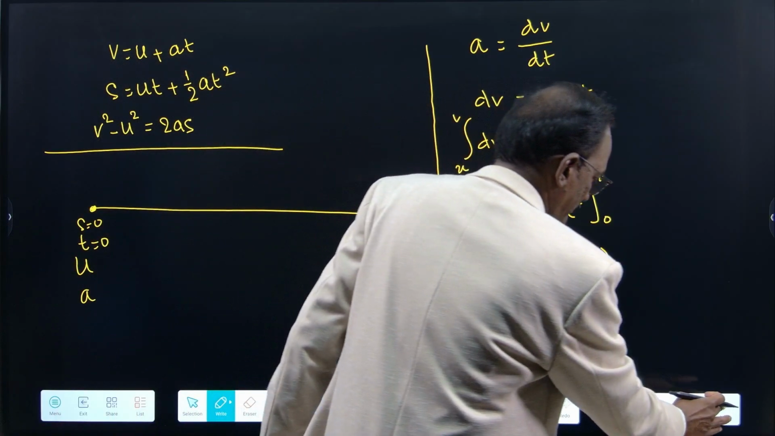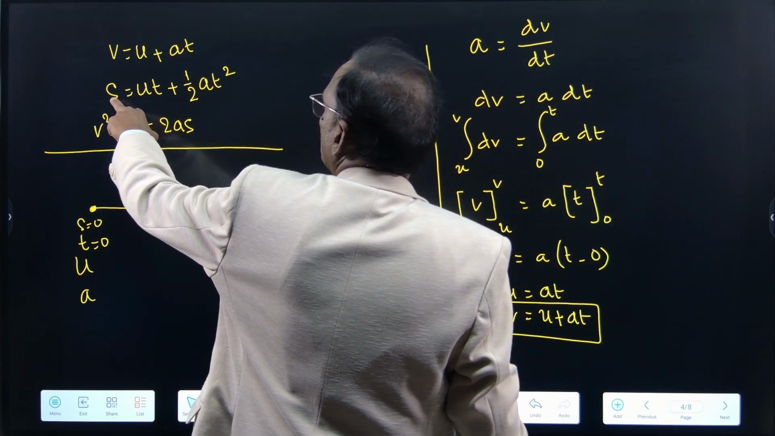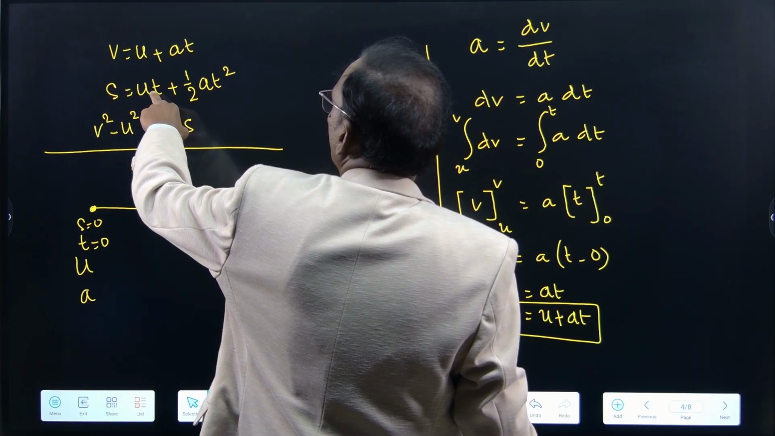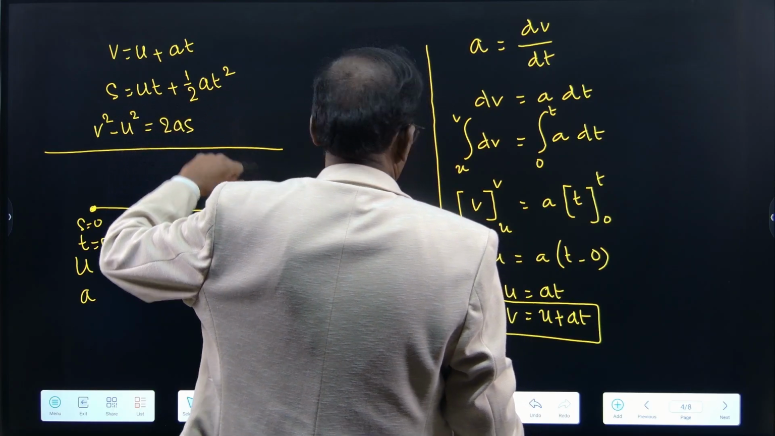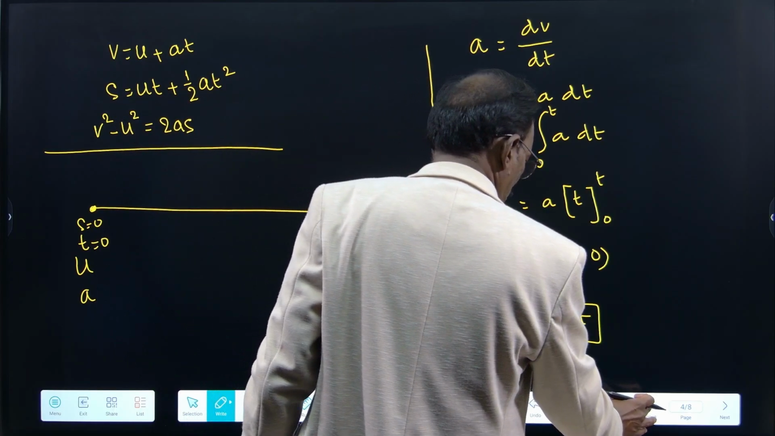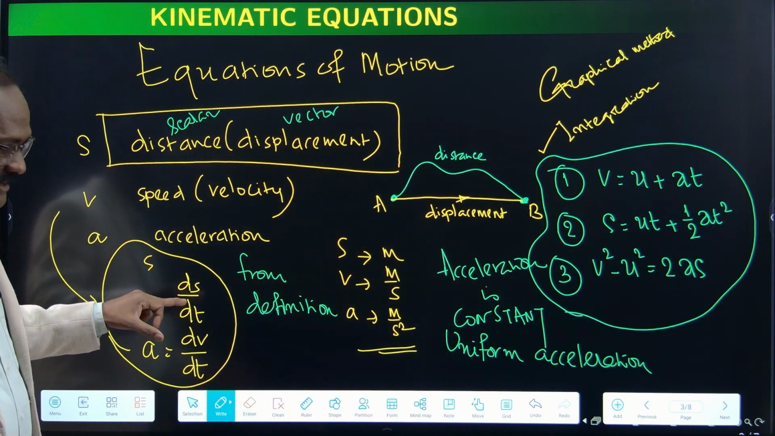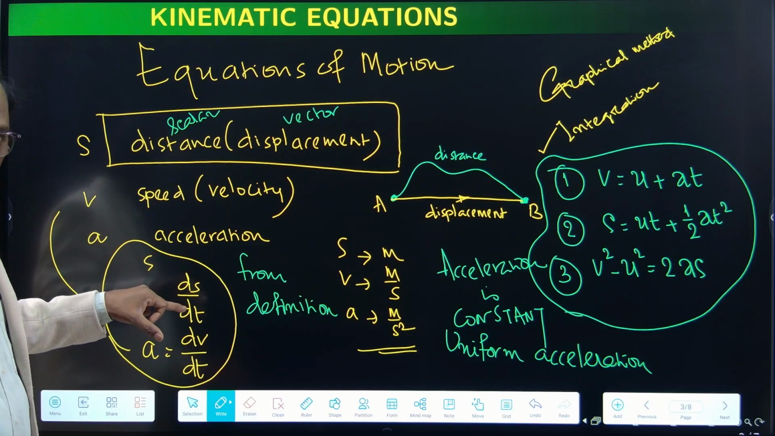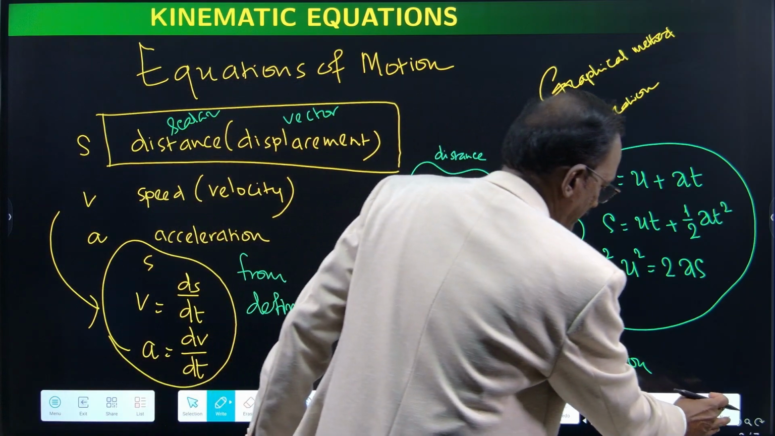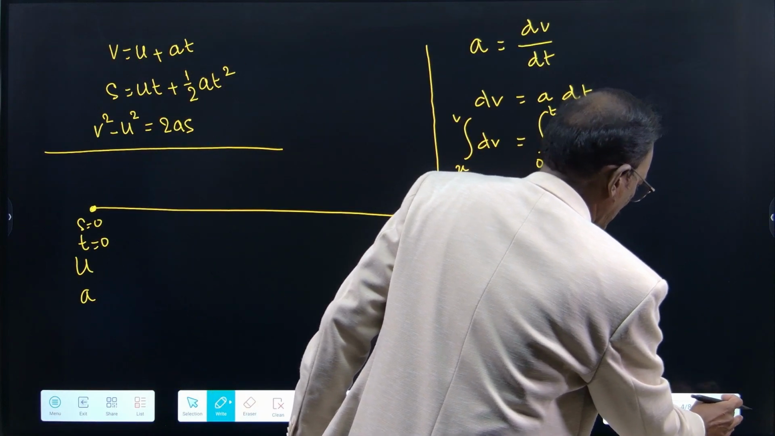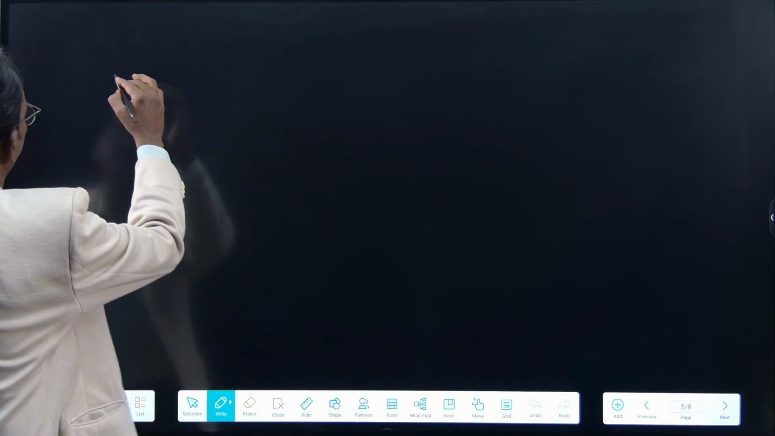Then we will derive the second equation, distance or displacement is equal to ut plus half at square. This one we will derive. To derive it, we will take v is equal to ds by dt. From this definition, we are going to derive it. V is equal to ds by dt.